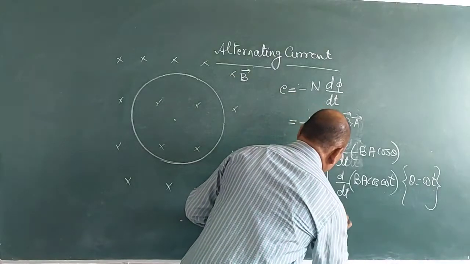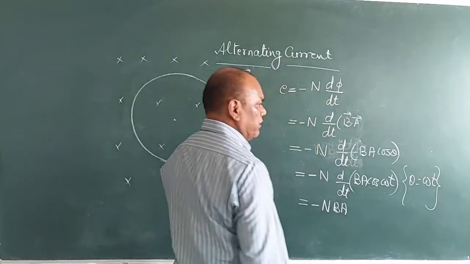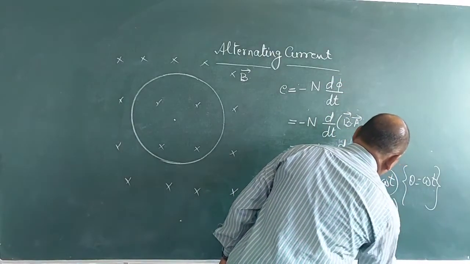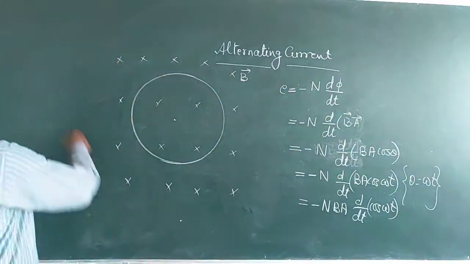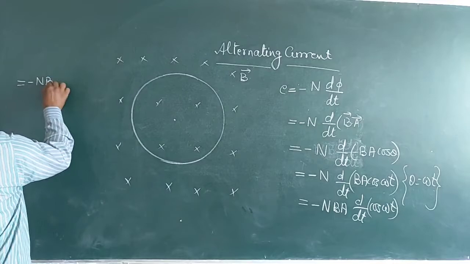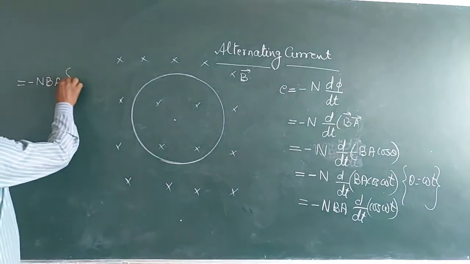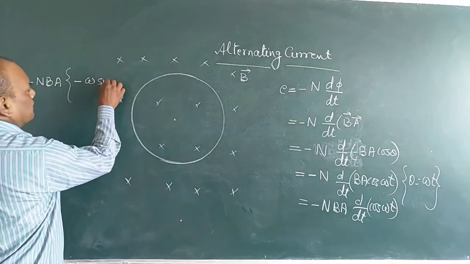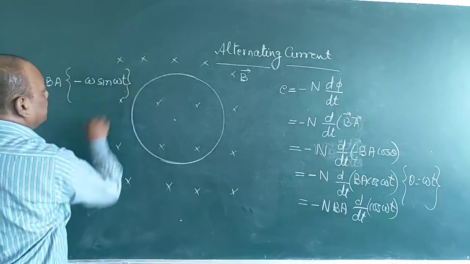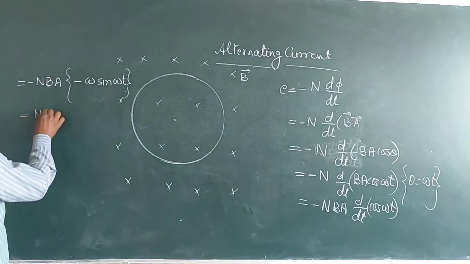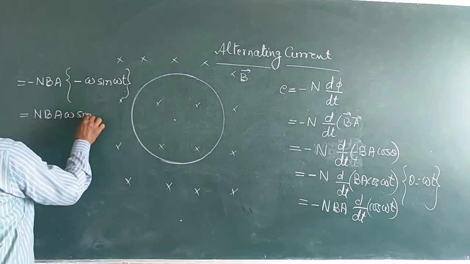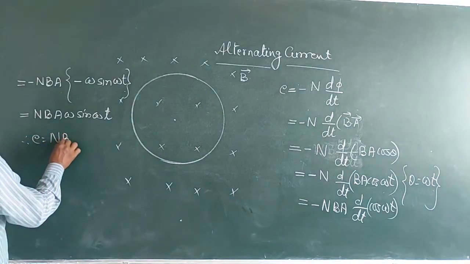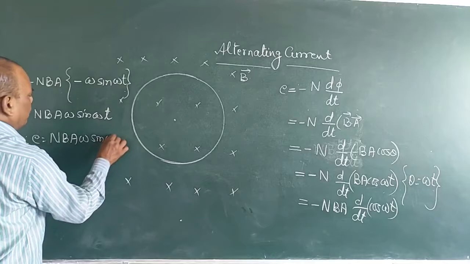So minus N, take BA outside because it is constant. So d by dt of cos omega t. Now here this becomes minus N BA, and differentiating cos omega t, you have minus omega sin omega t. So this becomes N BA omega sin omega t. Therefore, E is equal to N BA omega sin omega t.